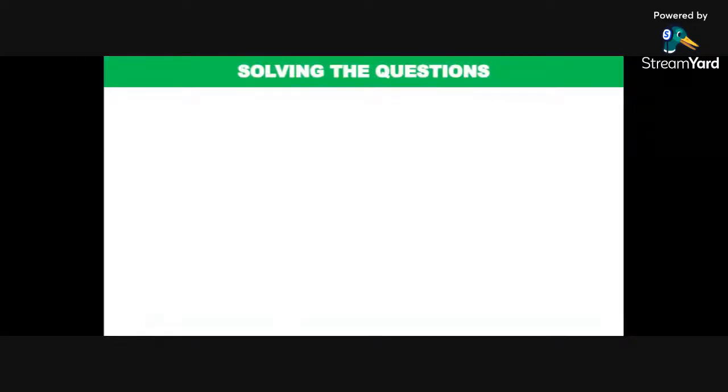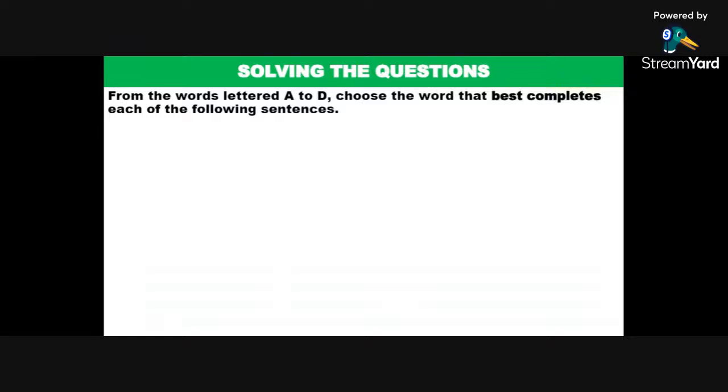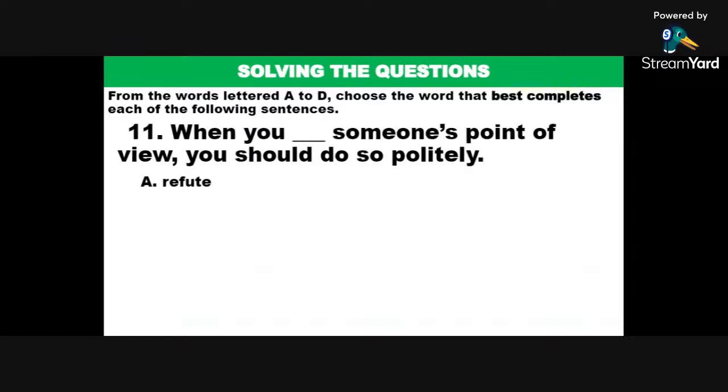Now is the time to begin to solve the questions. Okay, let's now begin to solve the questions one by one. And it's important for you to pay critical attention at this point. We are going to begin with question number 11. Okay, don't forget the instruction. From the words lettered A to D, choose the word that best completes each of the following sentences.